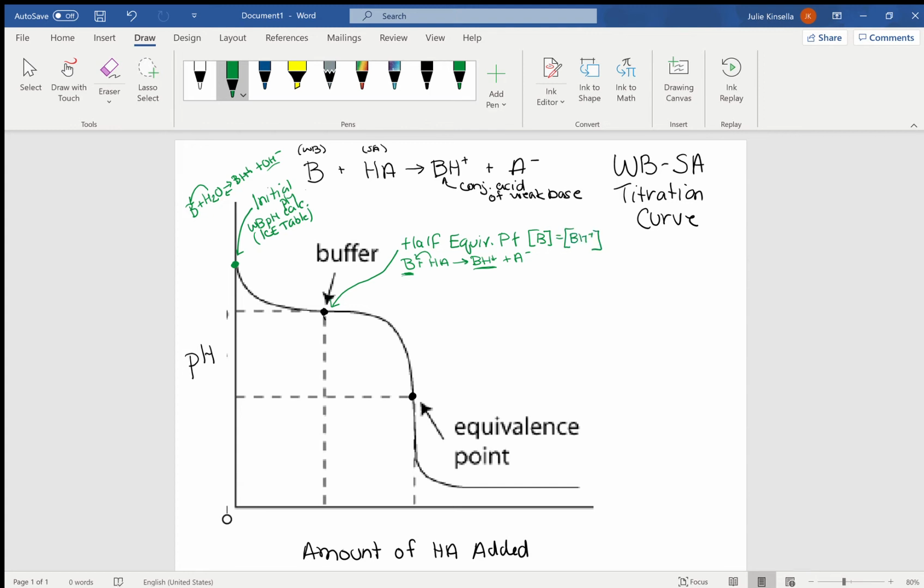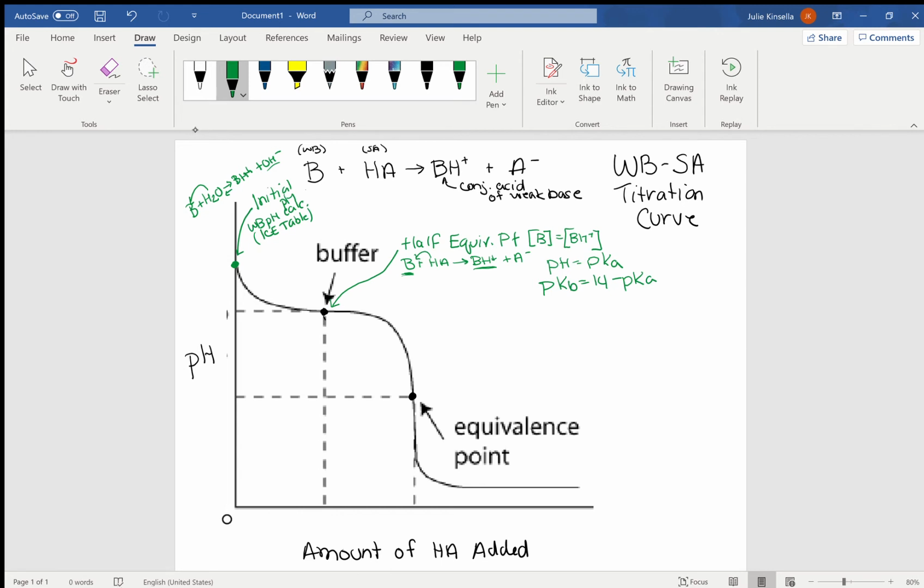Now keep in mind with the half equivalence point though, we're still in pH, which is in terms of the concentration of hydronium. So at this point, the pH is equal to the pKa. Usually when we're dealing with a weak base, we're interested in the pKb. So you would have to do one additional step of doing 14 minus the pKa that you would determine from the half equivalence point. So just be aware of that.